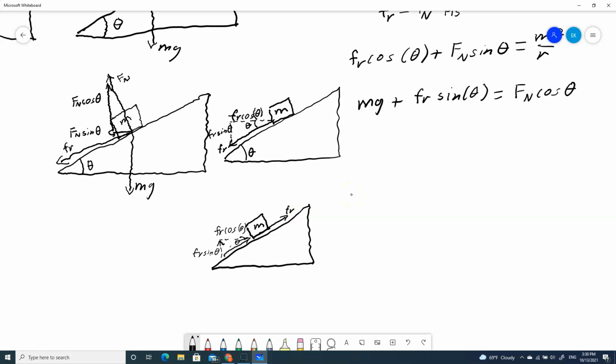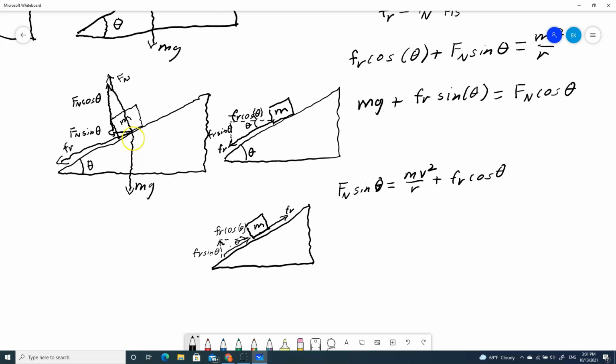So F_n sine theta equals now to mv squared over r plus F_r cosine theta. And I'm going to explain exactly what this means.